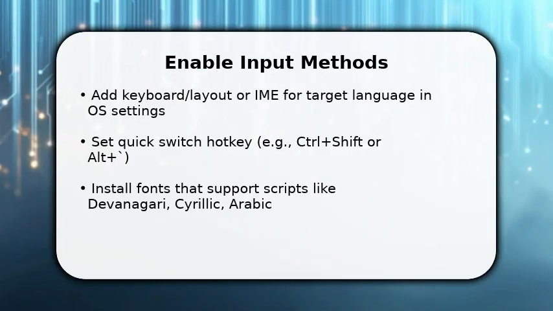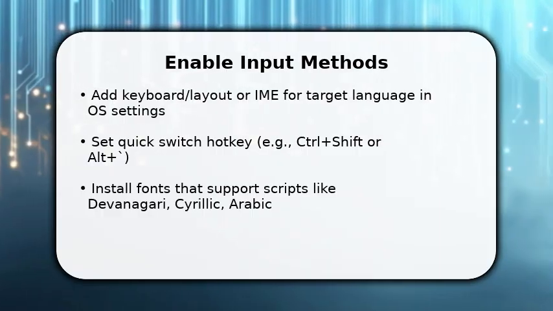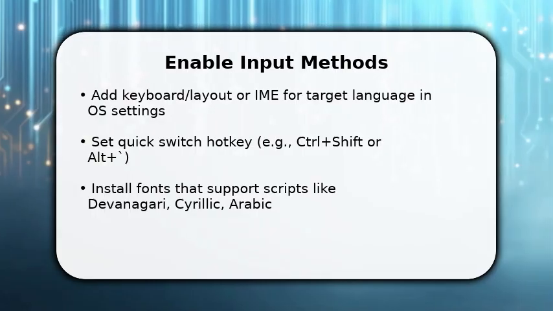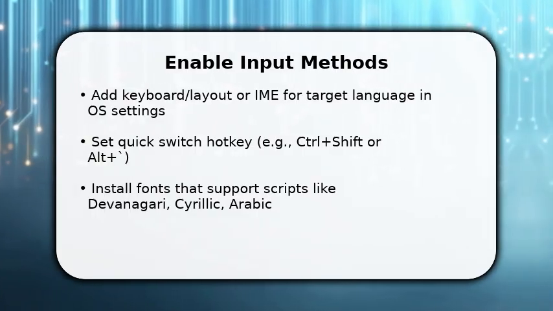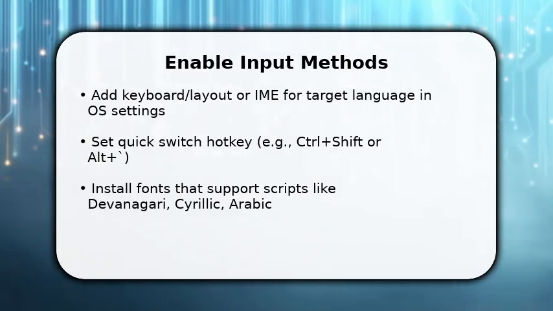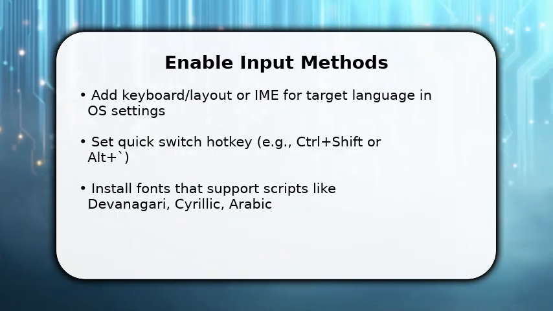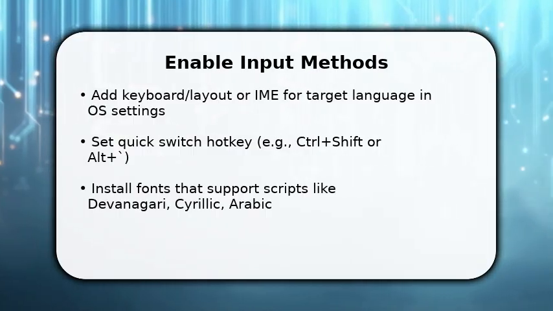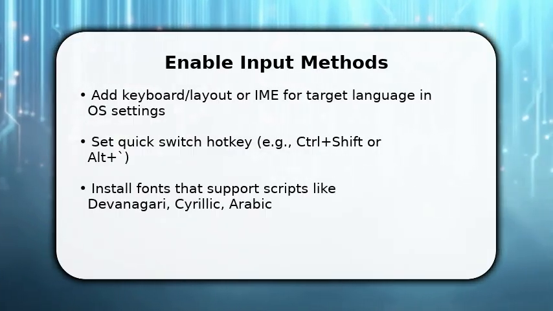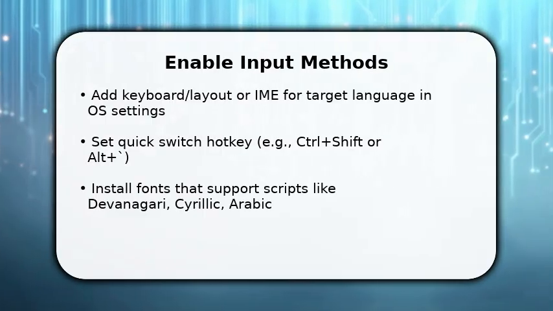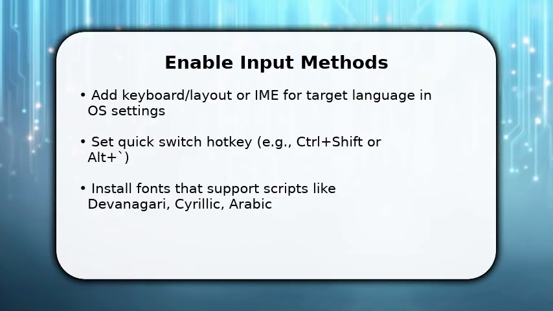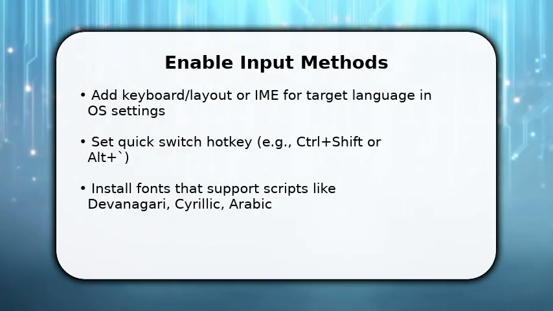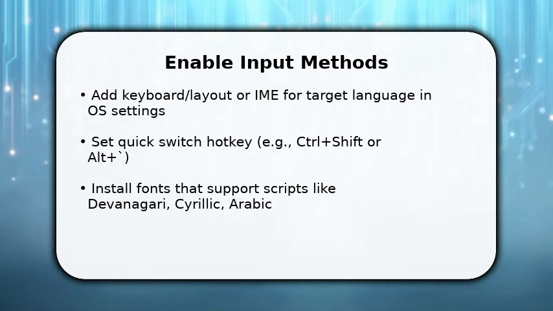You start by enabling the language input itself. Add the keyboard or IME in your operating system and install a compatible font so characters render correctly. Once done, assign a fast switch hotkey so you can toggle languages without digging through menus. Make sure to pick the input variant you need, phonetic, in script, or native layout, because that choice determines how you type. This first step gets you into the keyboard environment where every subsequent action becomes possible.